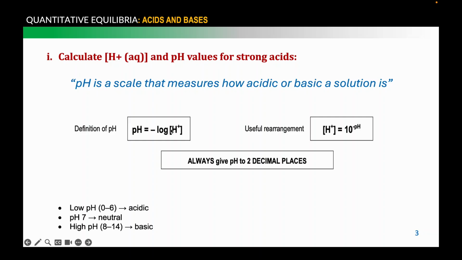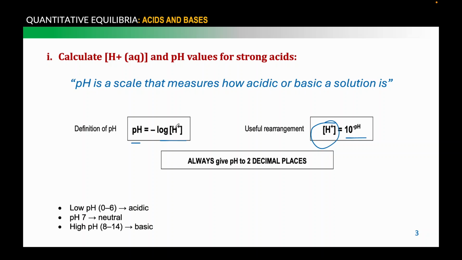And at the same time, when we need to calculate the hydrogen ion concentration and pH is given, just by doing a simple rearrangement, hydrogen ion concentration is equal to 10 raised to the power negative pH. By doing this rearrangement, students, you can calculate H plus also. If pH is given, you need to use this formula. If you have to calculate pH, you need to use this formula. And if you need the hydrogen ion concentration, you need to rearrange this formula.